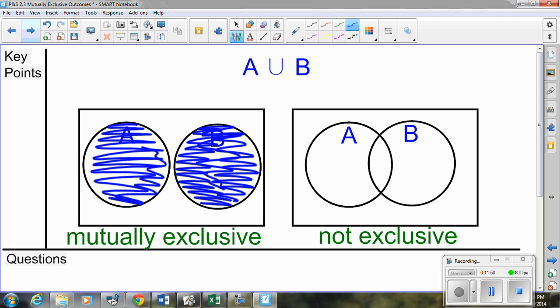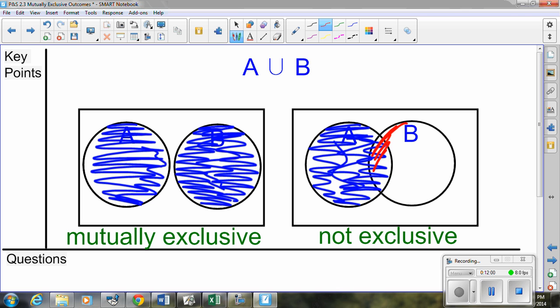What about on the right-hand side? We would have A or B or both. In any part of those, we would have the union.